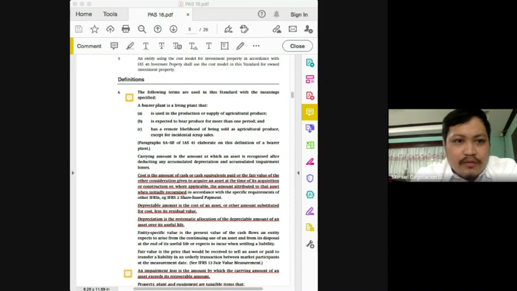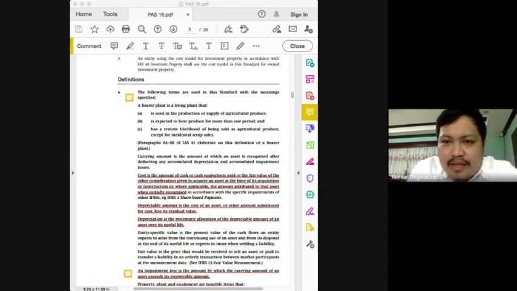The first item being defined here, class, is bearer plants. This tells us that a bearer plant is a living plant that is used in the production or supply of agricultural produce, that is expected to bear produce for more than one period, and has a remote likelihood of being sold as agricultural produce. The takeaway here, class, is that a bearer plant is to be classified as an item of PPE.